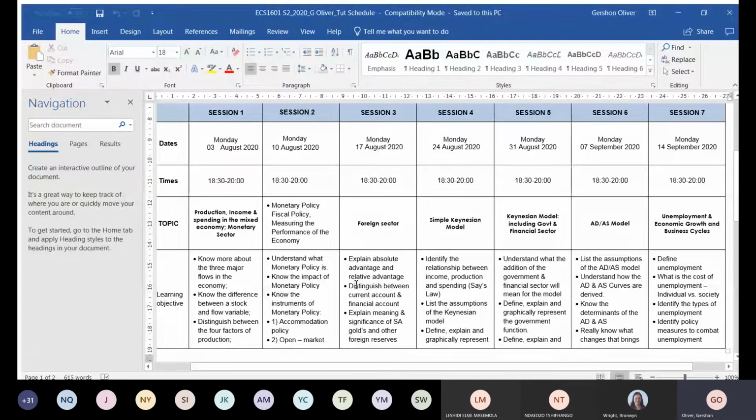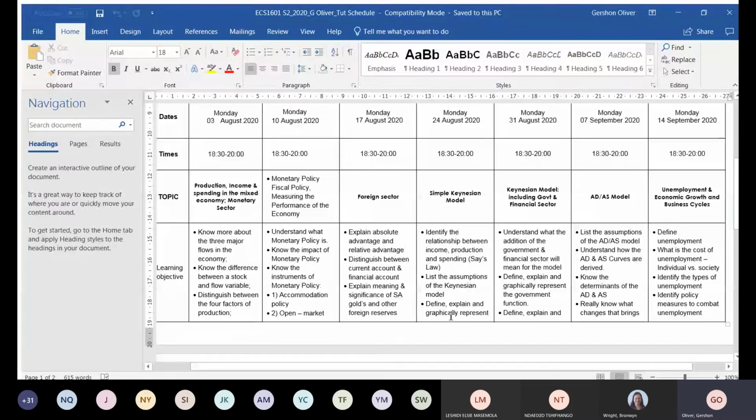And then after that, we're going to be looking at the simple Keynesian model. With the simple Keynesian model and the extended Keynesian model, a lot of people really get worried. Essentially, you're looking at a model of the economy, right? In the simple Keynesian model, we'd first be including the government sector.